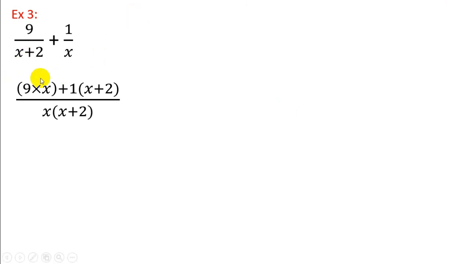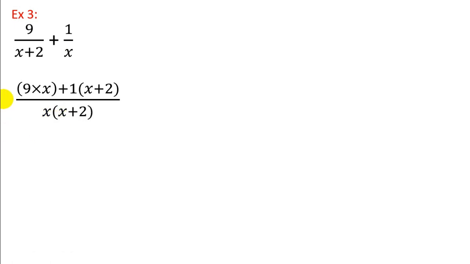Again, x times of x plus 2 you divide by x plus 2. So the remaining term would be x. That remaining term you multiply with the numerator, that is, you multiply 9 by x. Similarly, for the second fraction, x times of x plus 2, you divide by x. The remaining term would be x plus 2. So the x plus 2 you multiply by 1.